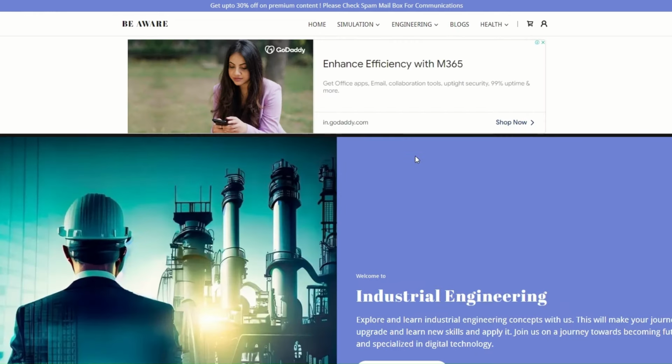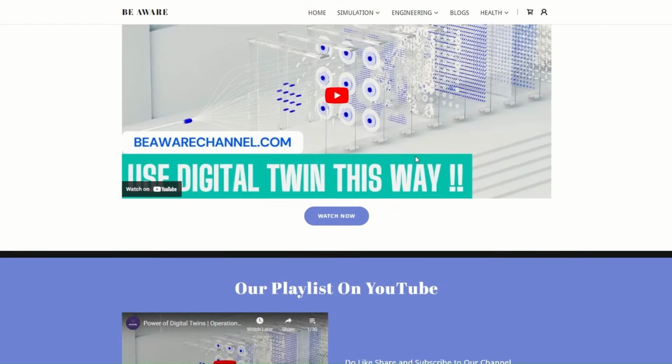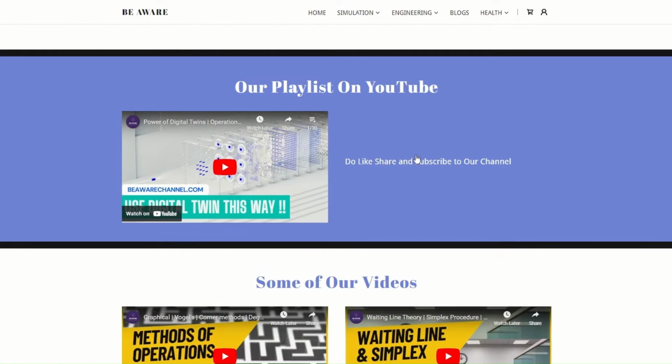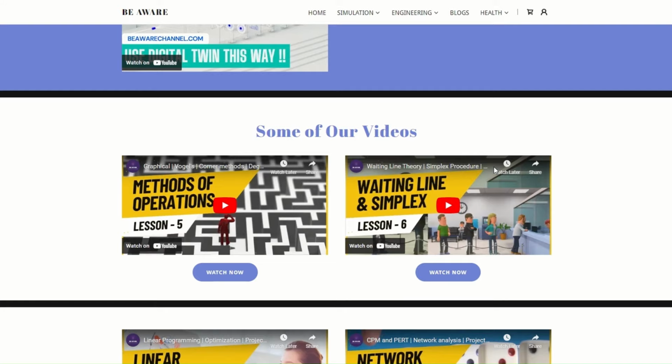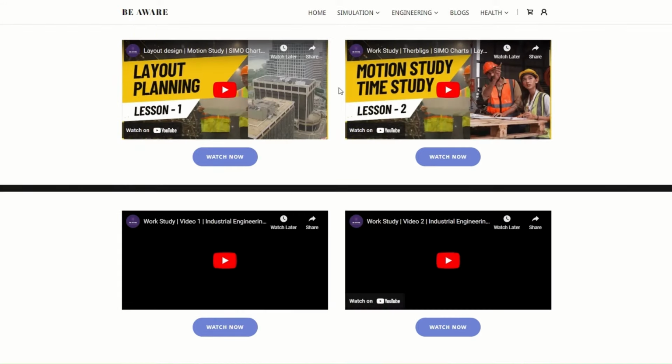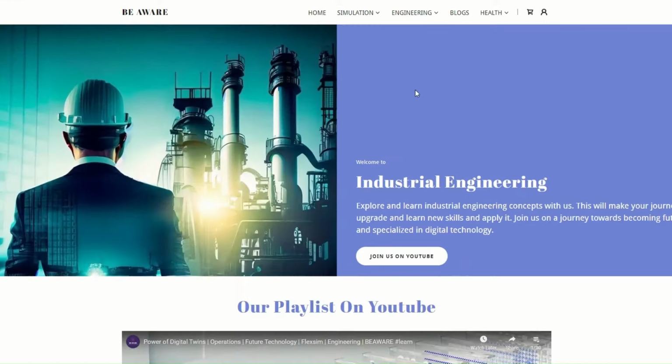Then we have the engineering tab, where we bring content related to industrial engineering, the synchronization of different technologies, and the sync between simulation and industrial engineering. So there's a lot to explore in this industrial engineering domain.